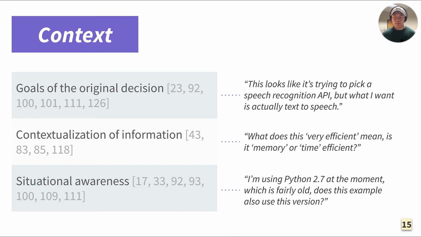Context is captured by three specific information needs, including the goal of the original author, such as to pick a speech recognition API rather than a speech synthesis API; explanations or contextualization of information, such as what does this algorithm is very efficient mean? Is it memory efficient or time efficient? And the situation in which the knowledge will be reused, such as does a particular solution require me to install some extra libraries or a completely new version of Python, which I currently don't have.